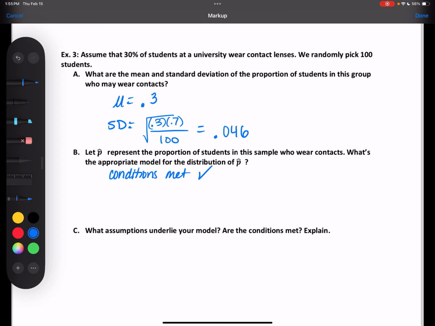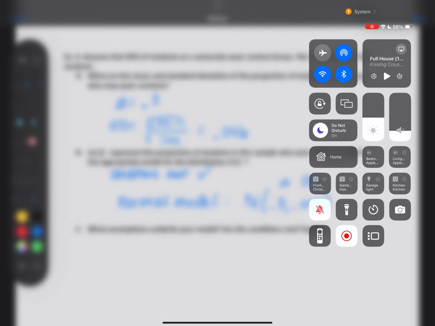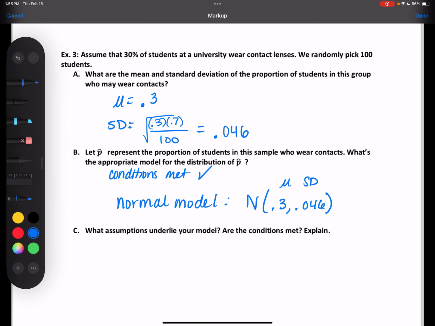So what is the appropriate model for this distribution? What does that mean? Is it normal? It's normal. Oh, yay. So it'd be the normal model, and the way that we denote that is N in parentheses, 0.3, 0.046, so mean, standard deviation. I need to adjust the brightness again. There we go.